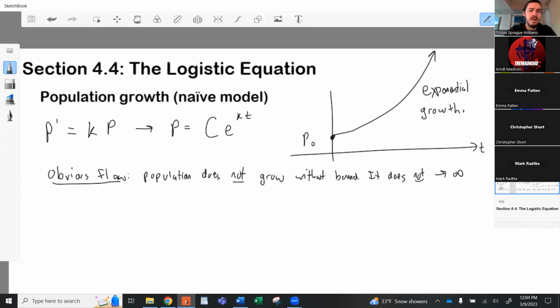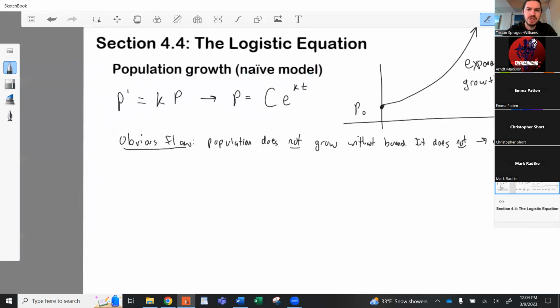And the reason it doesn't grow to infinity is because within an environment, there is usually some limitation on resources, or maybe there are predators or something. And if the population grows very large, then that strains the resources available in the environment. And then fewer of those members of the population will survive, and therefore that will put a damper on the population.